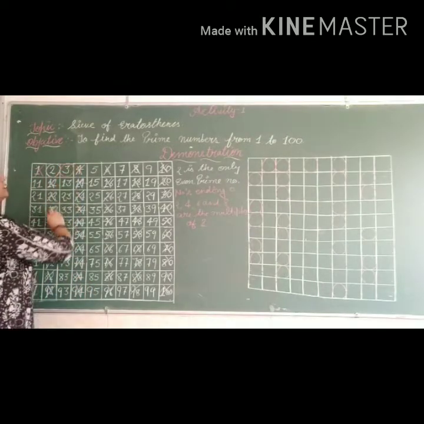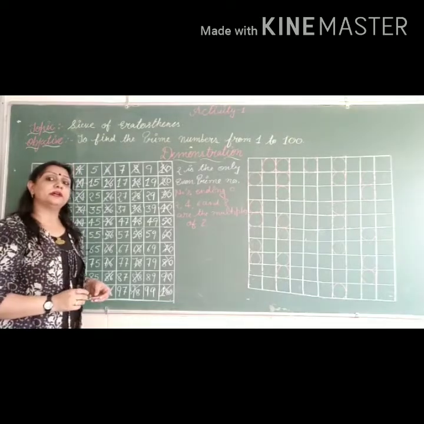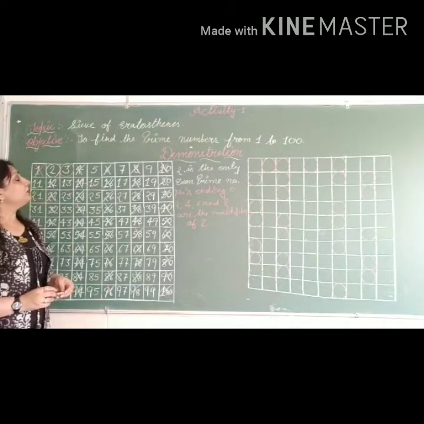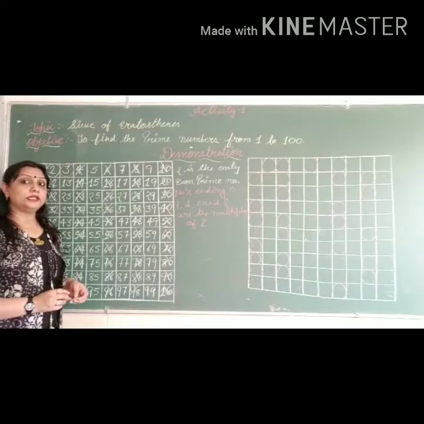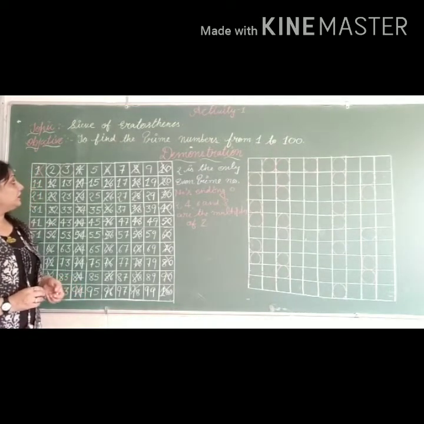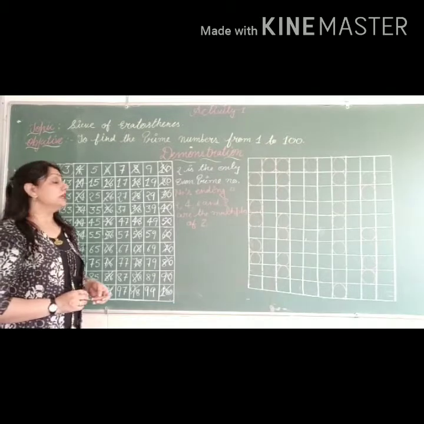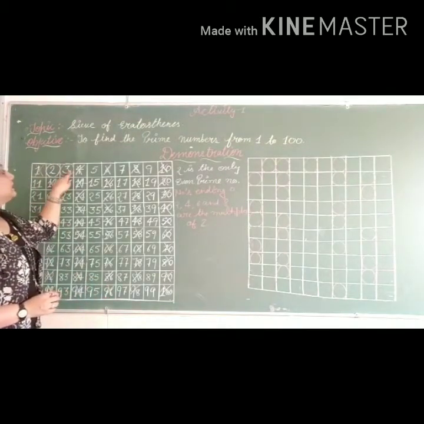Now I circle the number 3 because this is also a prime number. It will have only 1 and 3 as factors. It is greater than 1 and divisible by 3 only. That's why we have circled it.